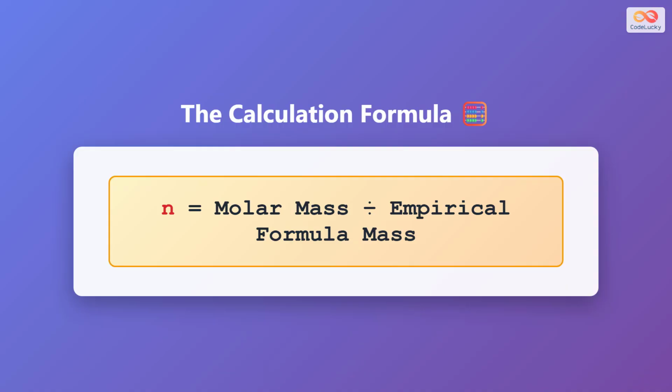Let me state the calculation formula clearly. n equals the molar mass divided by the empirical formula mass. This is the mathematical expression you'll use in every problem. The molar mass is typically given in the problem, usually in grams per mole. The empirical formula mass is something you calculate yourself by adding the atomic masses. Once you perform this division, you have the multiplier needed to convert the empirical formula into the molecular formula.